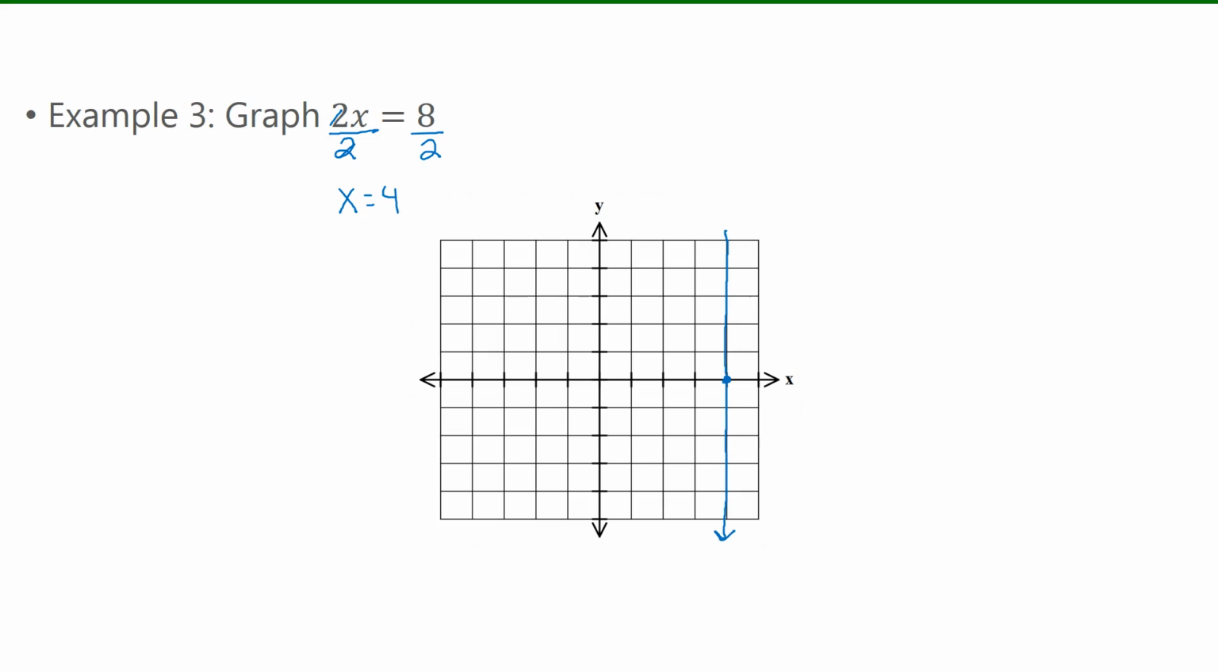So that's how we draw horizontal and vertical lines.